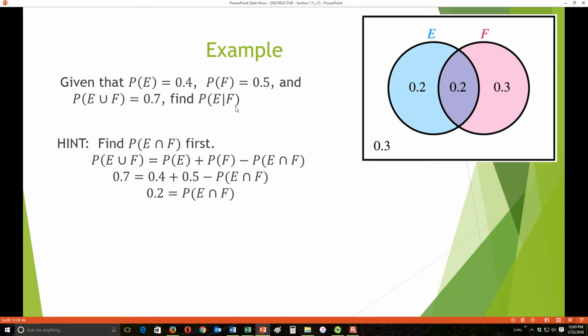So, what's the probability of E given F? Probability of E given F is their intersection divided by the probability of F. Their intersection was 0.2, the probability of F was 0.5, so we get 0.4. Now, just on a side note, we didn't necessarily have to fill in the Venn diagram. We could have gone straight to our formula, but see how everything ties together here.